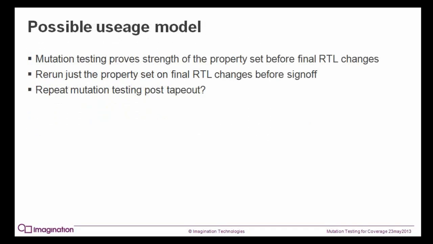I think one possible usage model that's worth considering is if you use mutation testing to prove that your set of properties is good. This is before final RTL, and then if there are some minor RTL changes, you can make some tweaks to your properties, but you assume that the property set is complete, that you are not over-constraining, and then you just rerun your properties on the final RTL, and then perhaps you could rerun full mutation testing after tape-out.